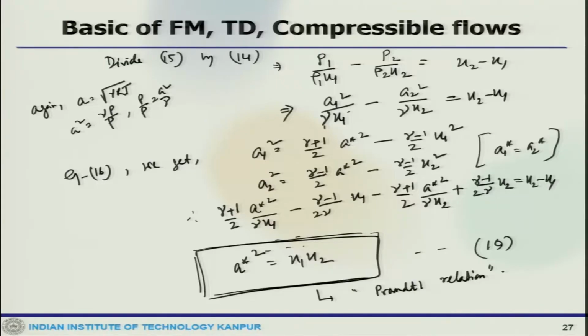Okay. So, we are talking about the normal shocks, and we just started deriving the normal shock relation. What we obtained finally in the last lecture is the Prandtl relation, which provides the relationship between a star and the velocities upstream and downstream. So, this Prandtl relation that we obtained, this is what we can see the proof of.